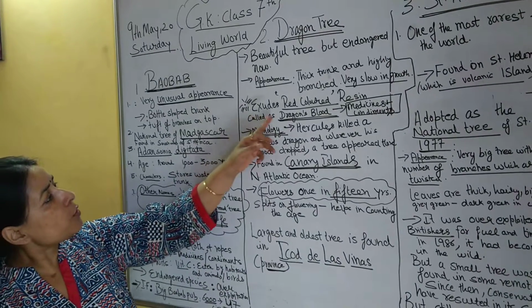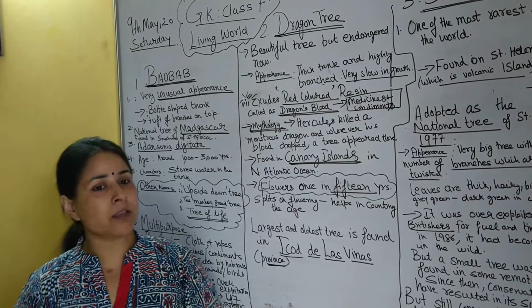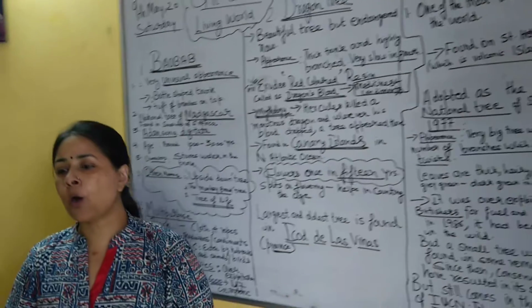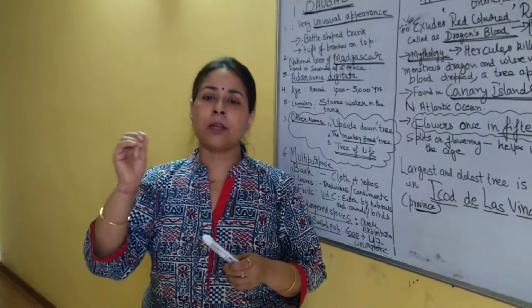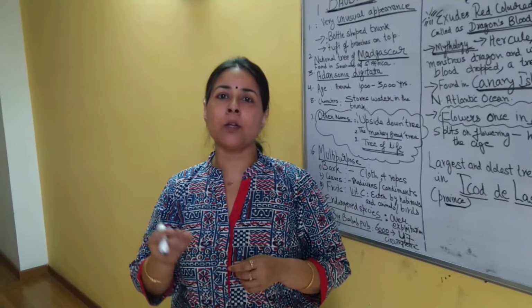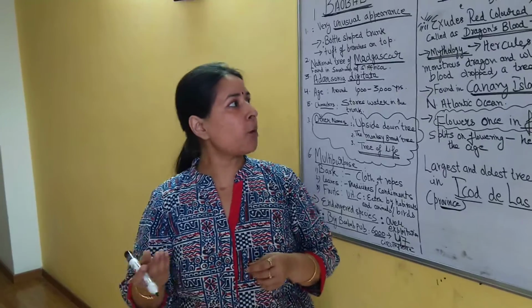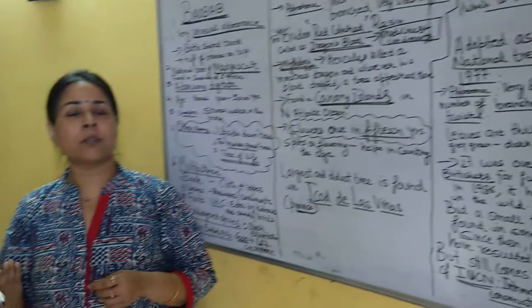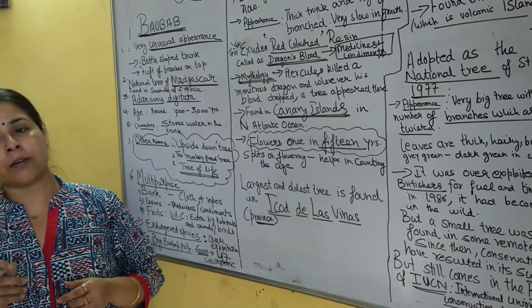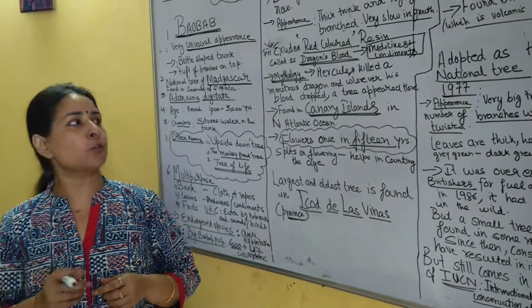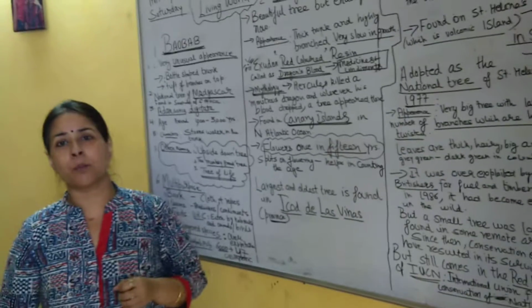Now it exudes red colored resin. If by chance we hit or cut the plant trunk, then the trunk starts to exude red colored resin from it, and because the tree is named the dragon tree, this red colored resin is also known as dragon's blood.